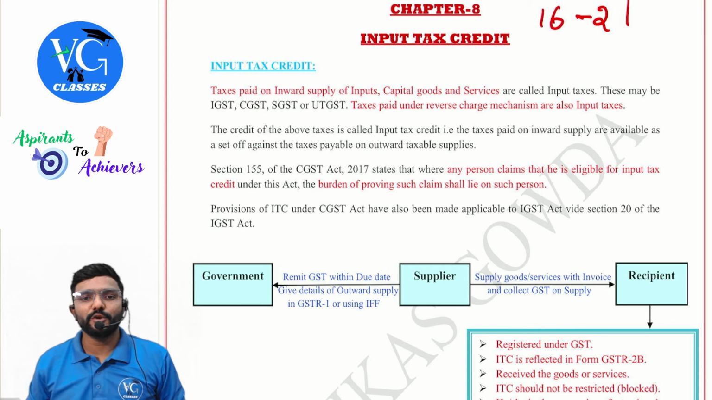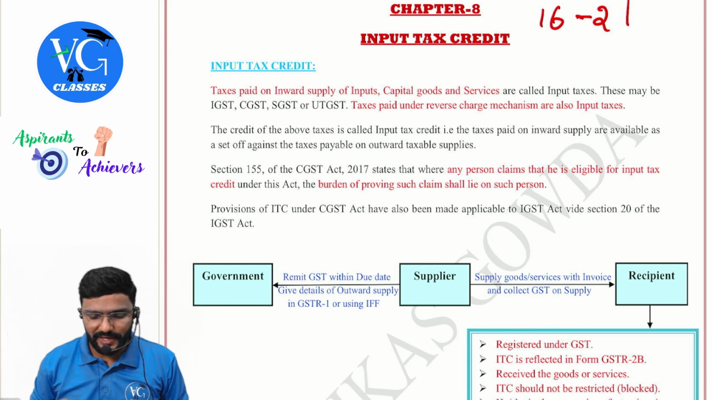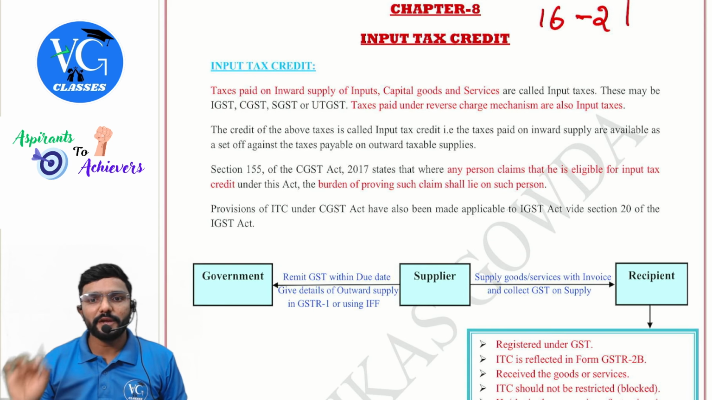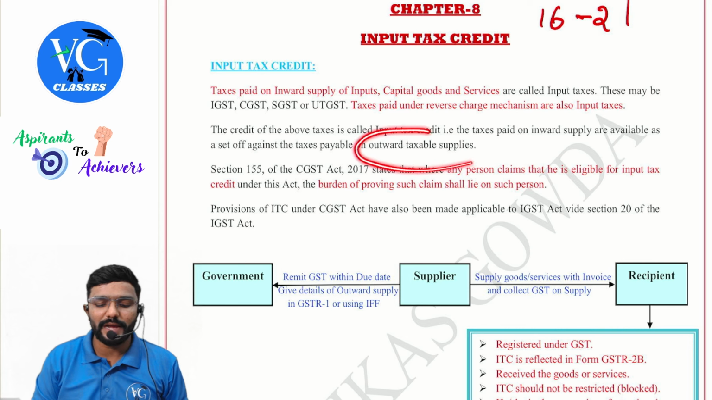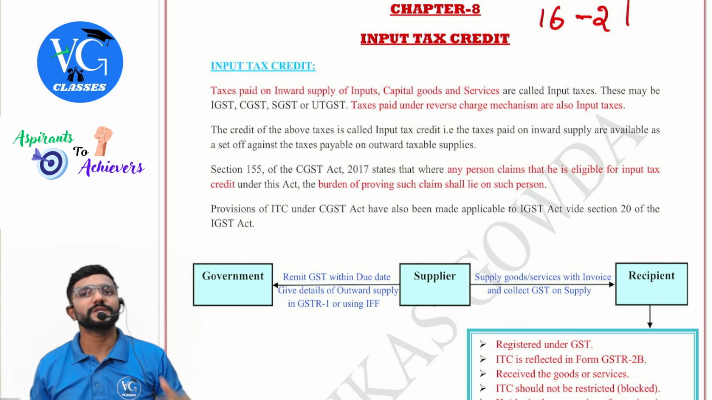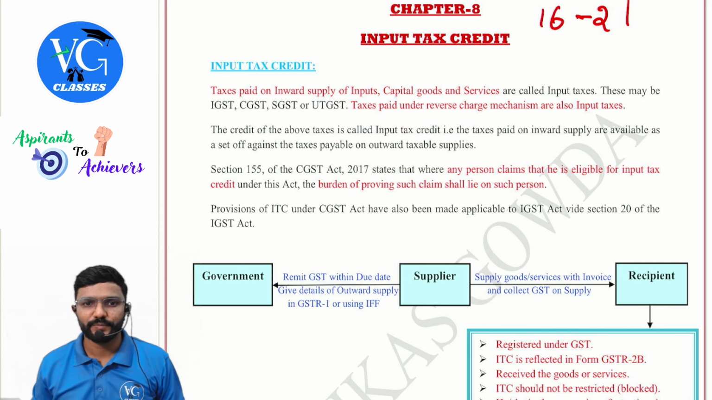The credit of the above taxes is called input tax credit. That is, the taxes paid on inward supply are available as set off against the taxes payable on outward taxable supply, which we call output tax.